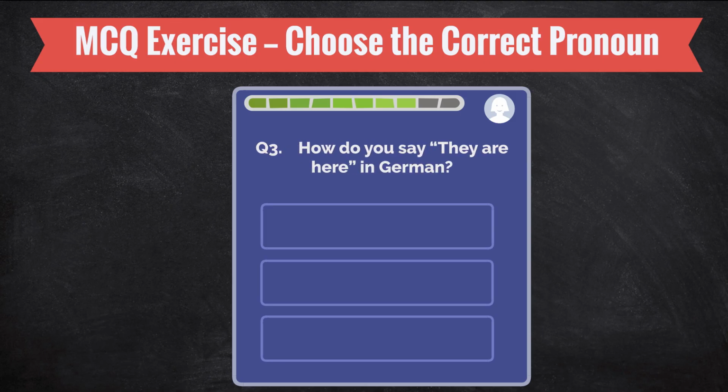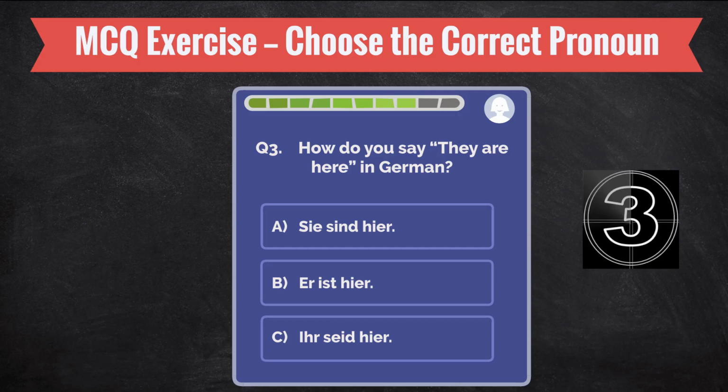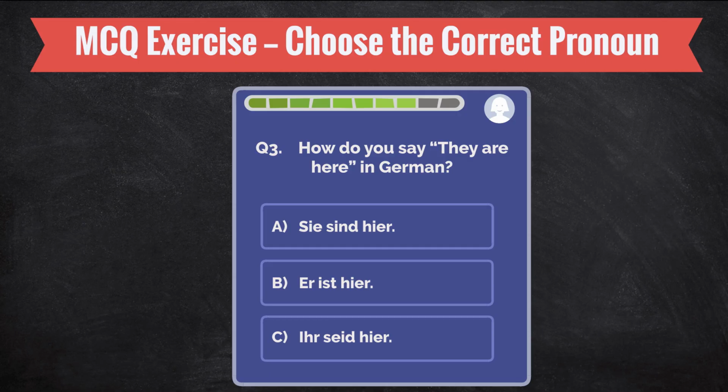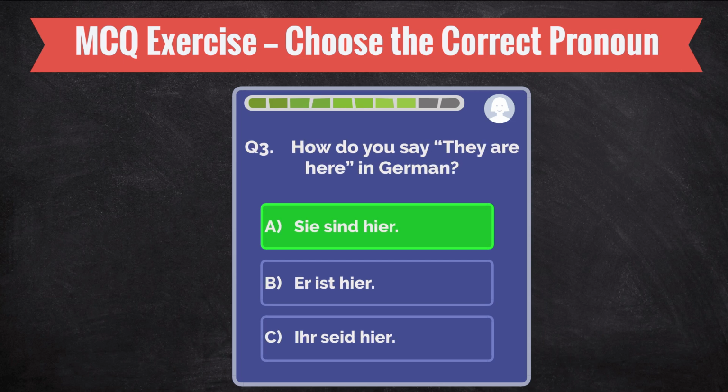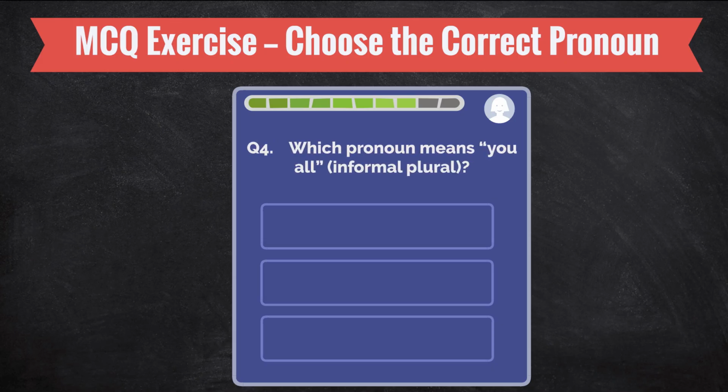Question 3. How do you say they are here in German? Sie sind hier. Er ist hier. Ihr seid hier. Answer. Sie sind hier. Sie, lowercase here, means they. So, they are here.